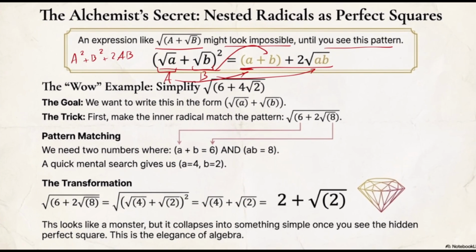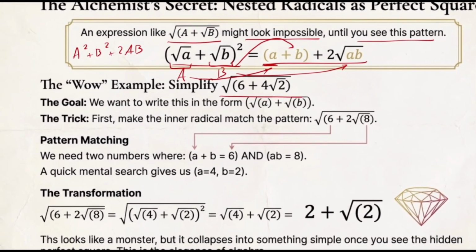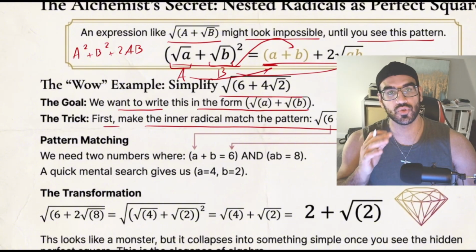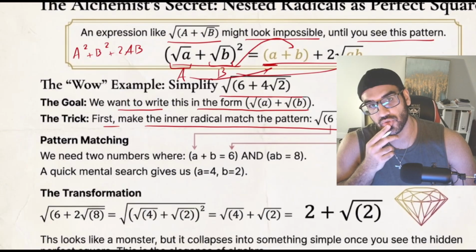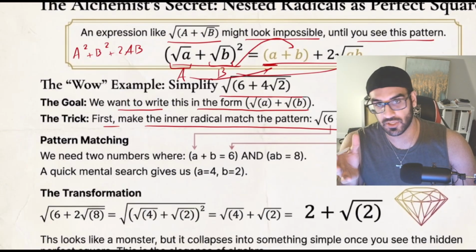So why are we going to use that? Let's see an example. You have some expression, and I would like to simplify it, so we would like to write down the form of this. First of all, make the inner radical match the pattern itself. Before you use this nested approach, you have to make sure your terms match the pattern that we have.